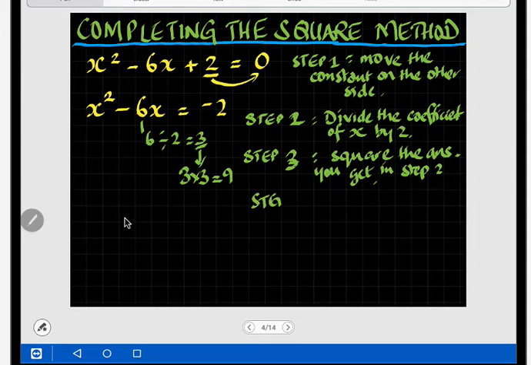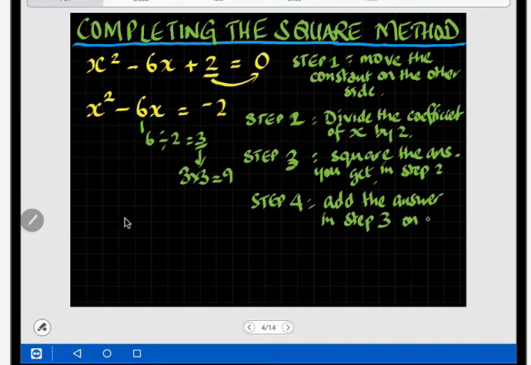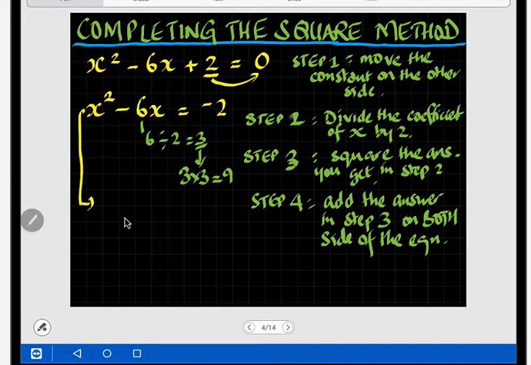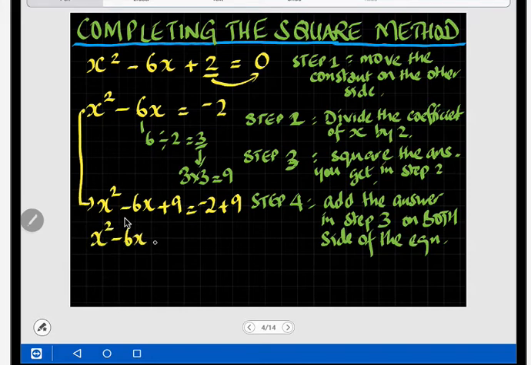Step 4, add the answer in step 3 on both sides of the equation. Okay, so that will become x squared minus 6x plus 9 is equal to minus 2 plus 9. x squared minus 6x plus 9 is equal to, not minus, is equal to 7.